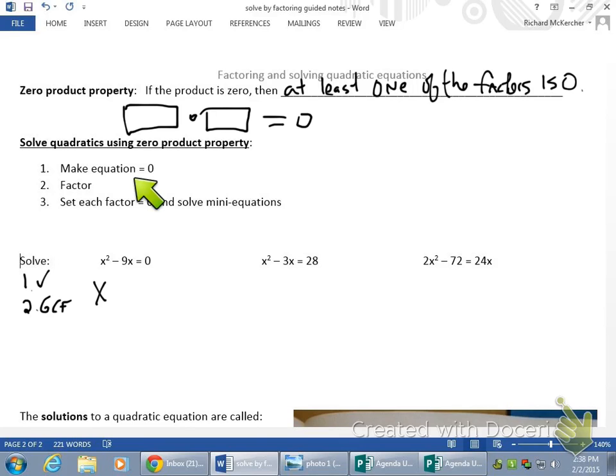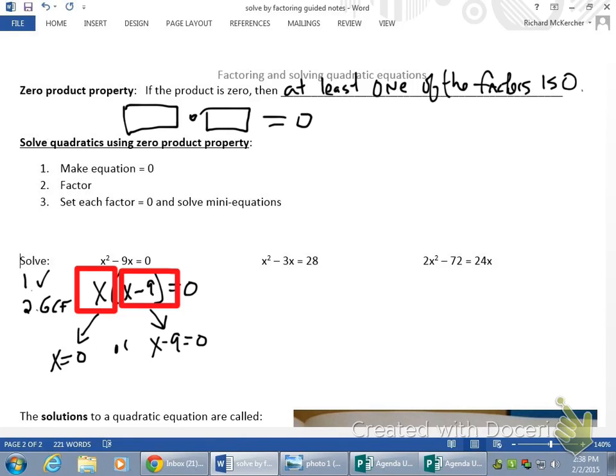Step number 1, make the equation equal to 0. It already is. Step number 2, GCF. So I did have a GCF, so I factored it. And now I want you to look. I have 2 that equals 0, just like this. I have a factor, 2 factors, just like here, that are equal to 0, which means one of those factors is equal to 0. So I'd take my 2 factors and split them up into 2 small mini equations, and I solve each mini equation. And you can see that my answers are x equals 0 and x equals 9.